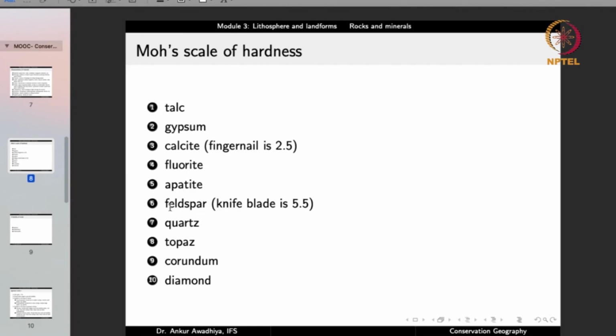Then fluorite, apatite, feldspar. Now feldspar is close to a knife blade, so it is that hard. Quartz, topaz, corundum, and diamond. And diamond is the hardest mineral. So diamond is able to put a scratch on all of these, but none of these are able to put a scratch mark on diamond.